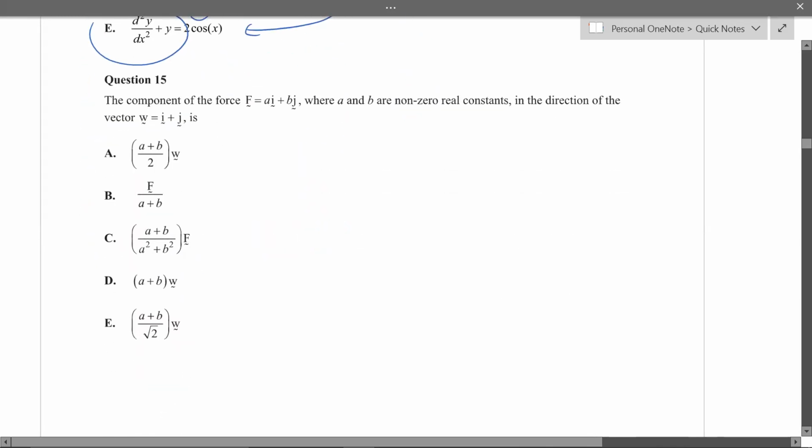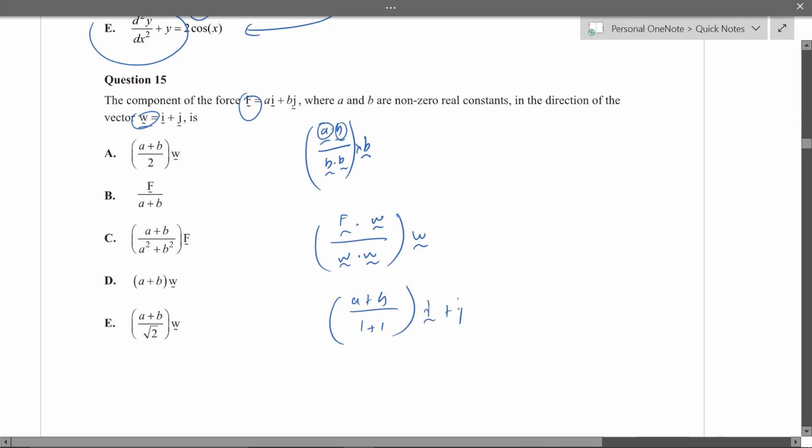So the component of the force F in the direction of W is, so this is basically asking you to find the parallel vector resolute in the direction of W. So the formula for that is a dot b on b dot b times b, but in this case, a is F and b is W, so F dot W on W dot W times W. F dot W is a plus b, W dot W is 1 plus 1, and i plus j, so you can see this simplifies to a, because i plus j is just W.